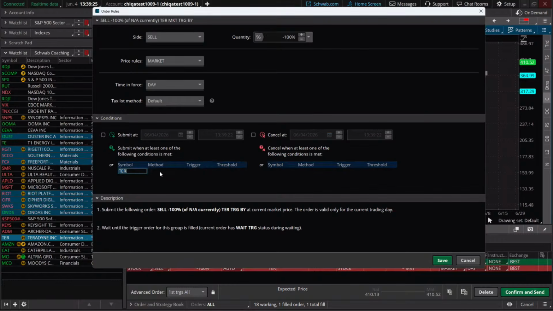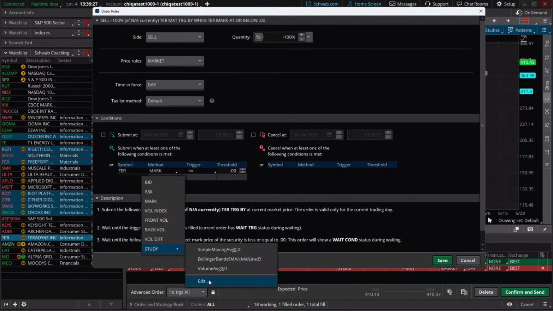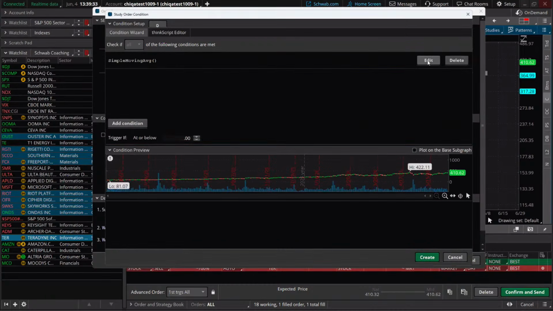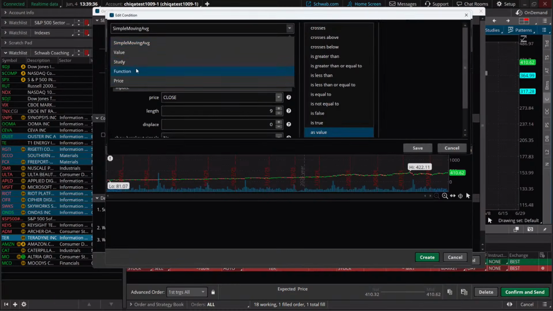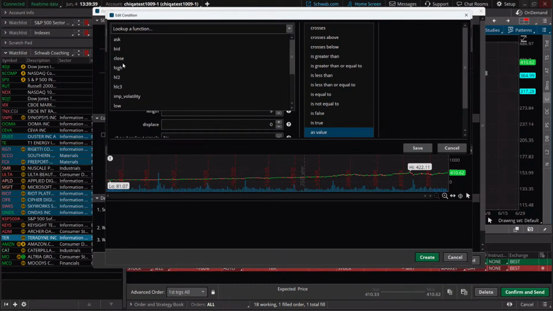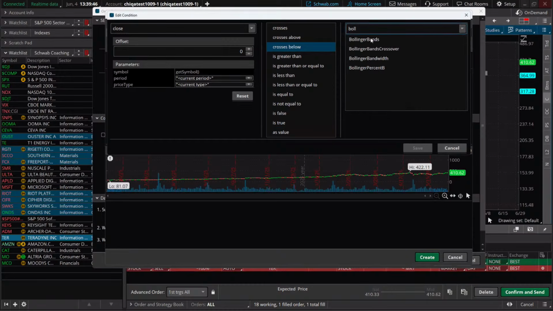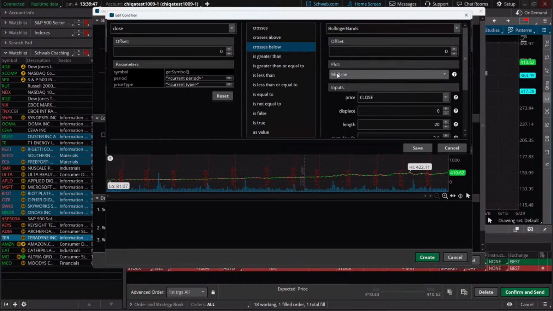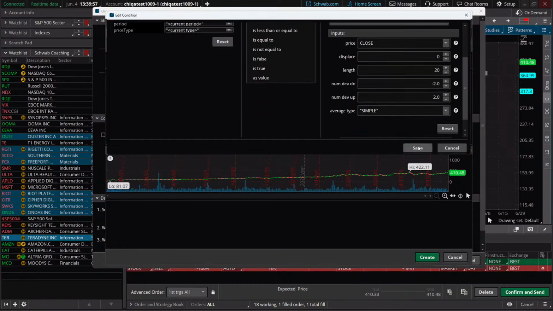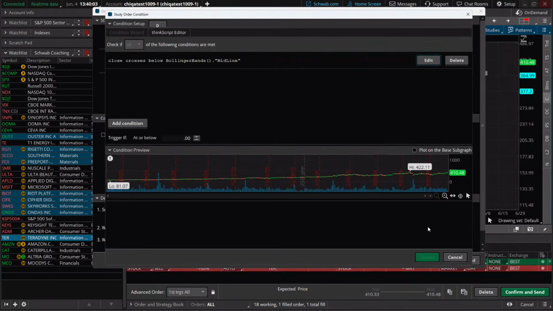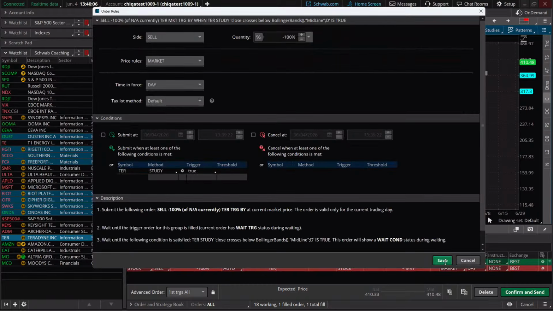Okay, we're going to go back down to method. We're going to say study, go to edit, and we are going to look at our conditions. We're going to click edit here. We're going to say when the close crosses below the study of the Bollinger Bands, the midline. Okay, so we're going to use that. When the close crosses below the midline of the Bollinger Bands, this is where we are going to take that exit. Okay, so we're going to hit save. We are going to hit create, and we are going to hit save.